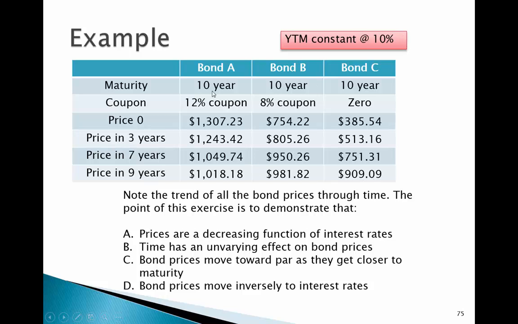Okay, so we're showing what happens to the price of these bonds through time at a constant yield to maturity of 10%. And the point here is just to show you that bond prices move towards par as they get closer to maturity. And the reason is that the last payment on this bond is par.